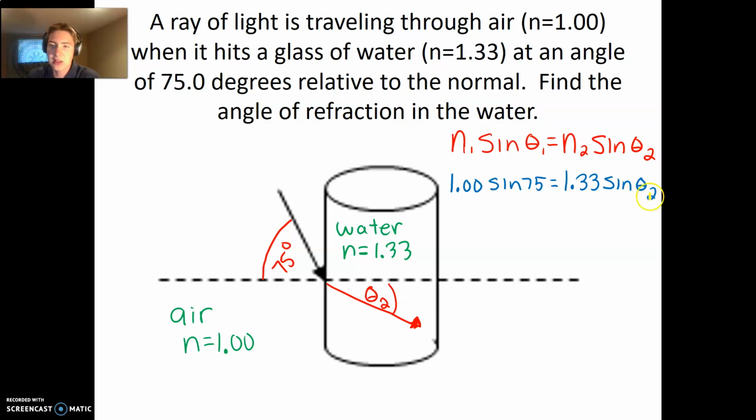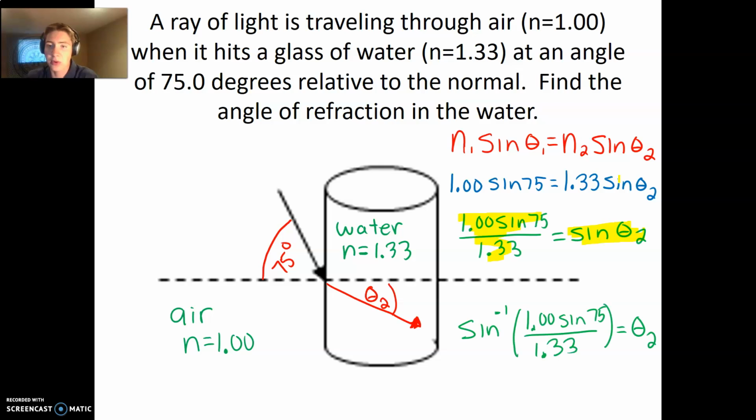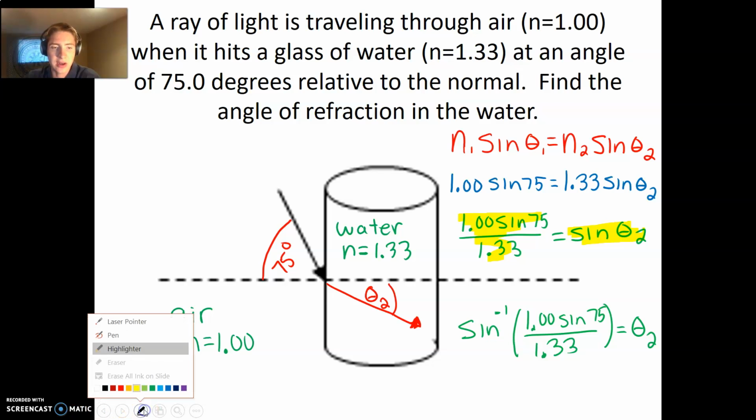And then we need to get this sine by itself. And there's two things that are in the way there. There's the 1.33 multiplied by the sine, and then there's the actual sine by itself. And so to start, we'll divide by 1.33. Right? Because then we'll get sine of theta 2 is equal to 1 times sine of 75 over 1.33. And then what we need to do, this is a little complicated, right, is we need to take the inverse sine of the right side, right?